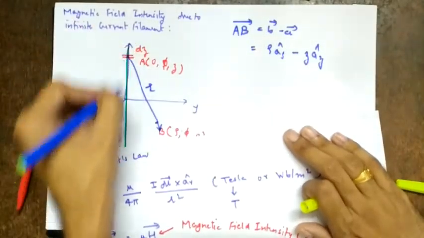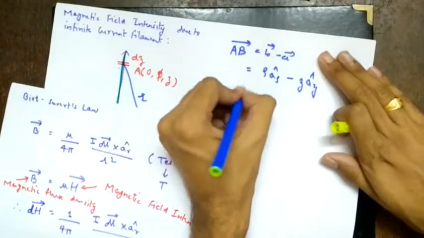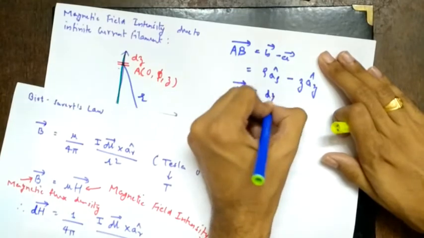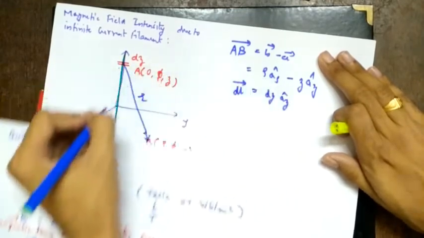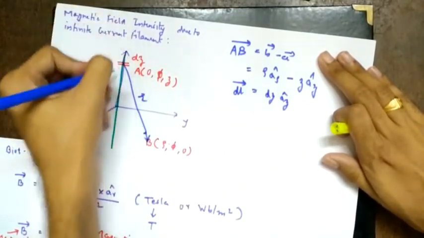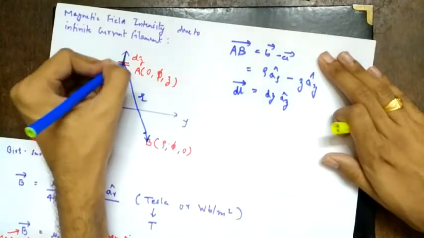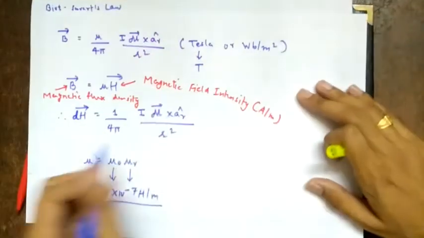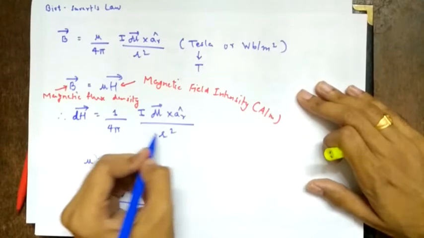This is my dL vector. We are considering it along the Z axis. So I can write dL vector equal to dz a_z cap, because it is oriented in the Z direction, right? So dz for this small charge and a_z cap. So I have dL vector, then I have to find a_R cap and small r.